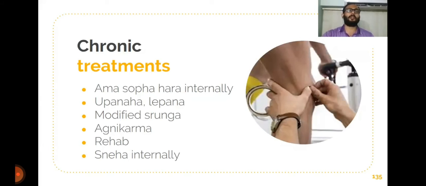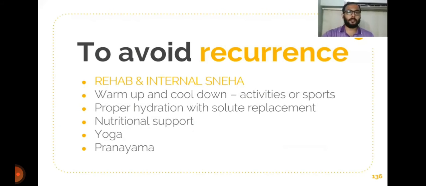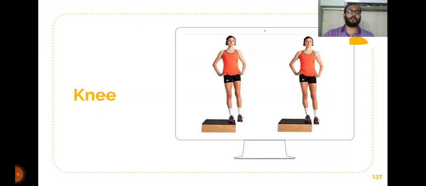Jaluka Avacharana is also effective in this particular condition. To avoid recurrence, I already explained rehabilitation and internal Sneha Prayoga. For internal Sneha Prayoga, either Tikta Rasa Ghrutam or internal Sneha Taila like Anudara Taila along with Gandha Taila can be used. Proper warm up and cool down, and proper hydration with solute replacement help avoid recurrence. Nutritional support, yoga, pranayama, and mental assurance are also important.